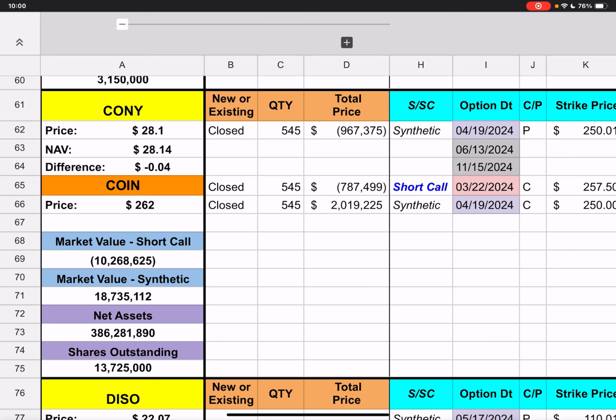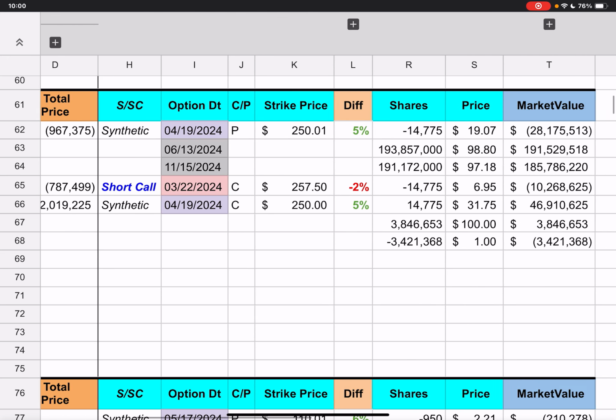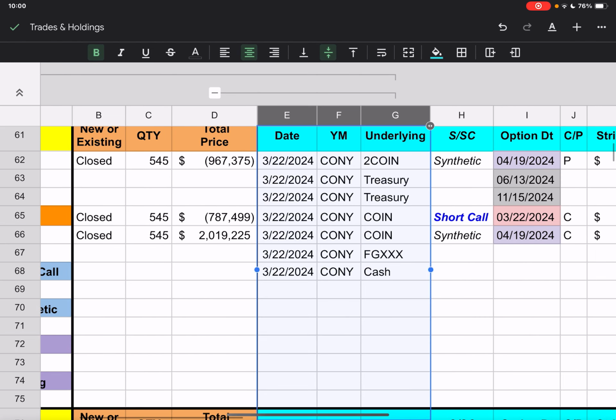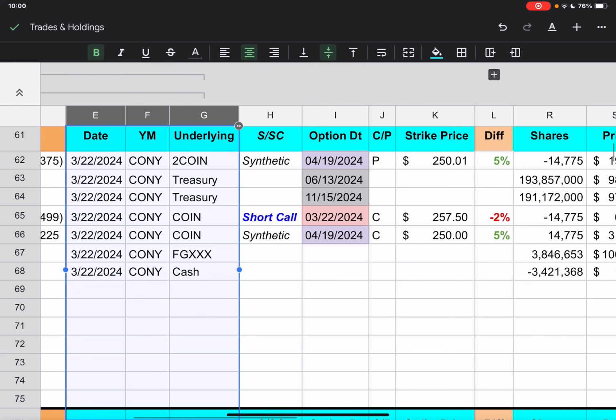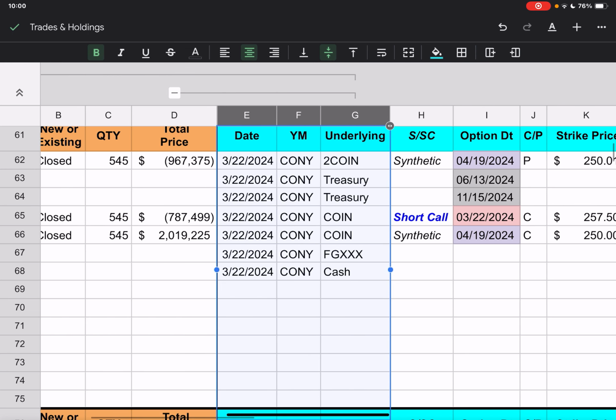So Coney closed at 28.10. Coin closed at 262. And then you can see here, some people must have sold out of Coney because they ended up having to sell 545 contracts of the synthetic and short call. So if we go on over here, you can actually see here on the bottom the cash being negative 0.4 million and the money market being 3.8.